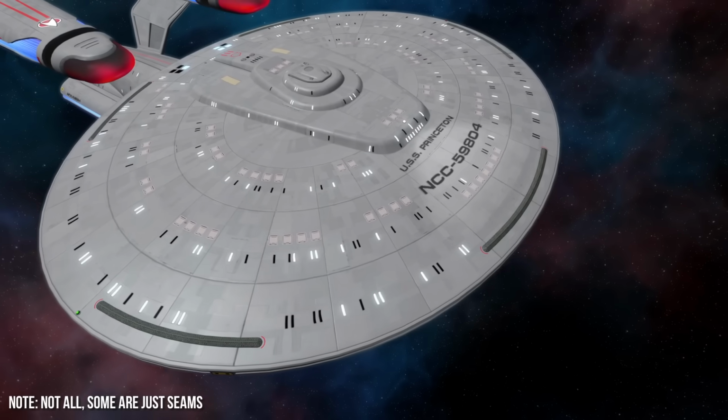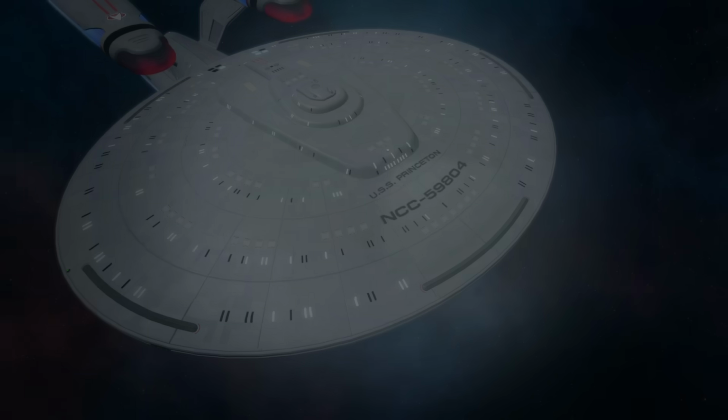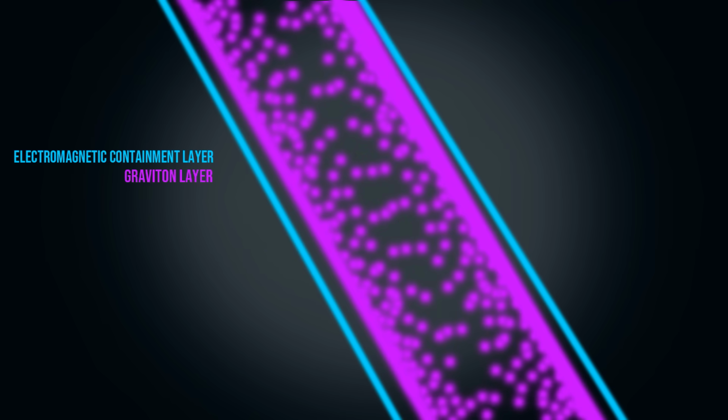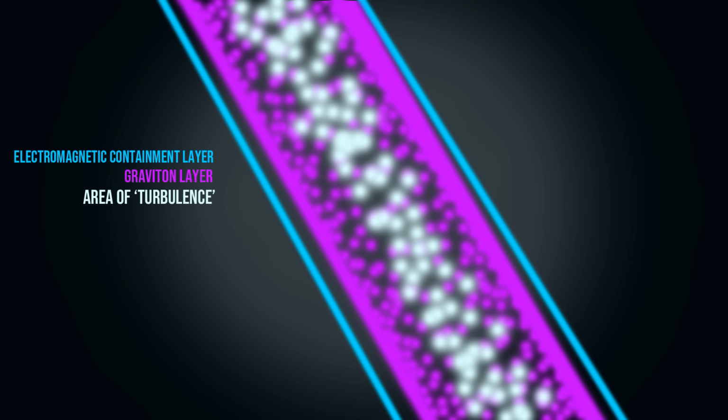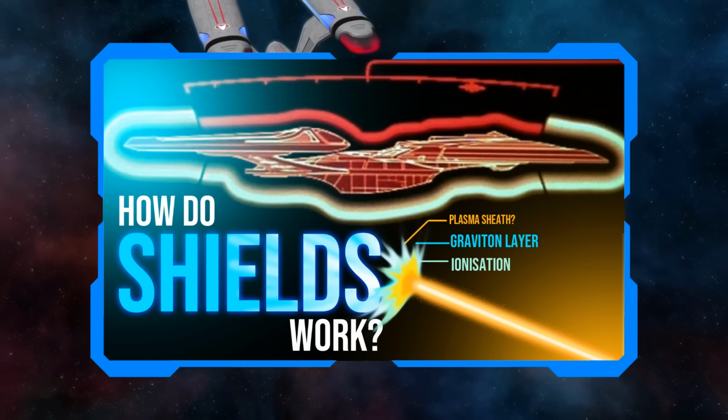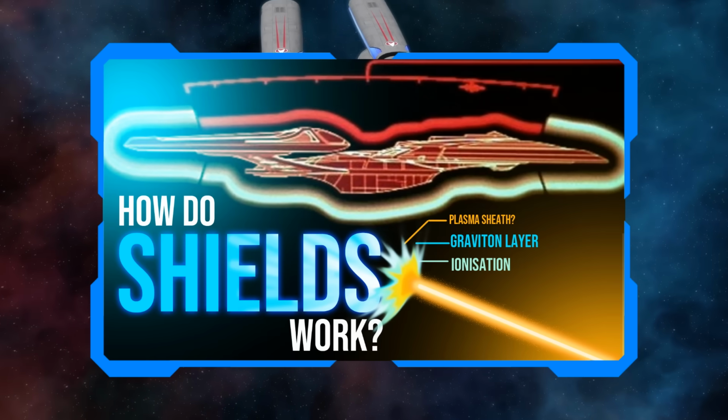They work by creating areas of intense particle disturbance, using both graviton particles and magnetism to guide matter into place. From there, the gravitons in particular cause a disturbance layer through which incoming fire or matter is diffracted or deflected. I've done a video in particular on how shields are described as working in Trek, so I'll link that in the description instead of going into it all again here.